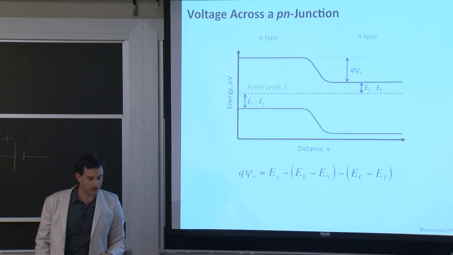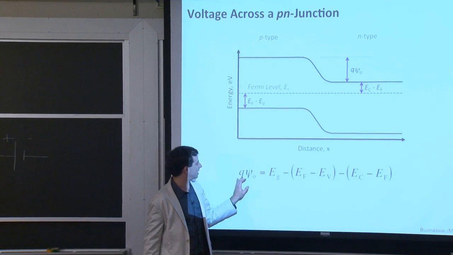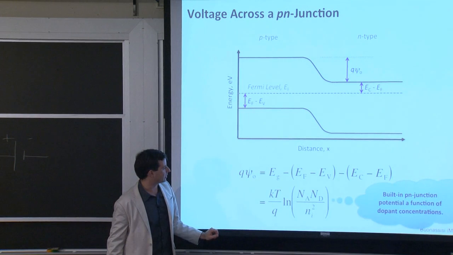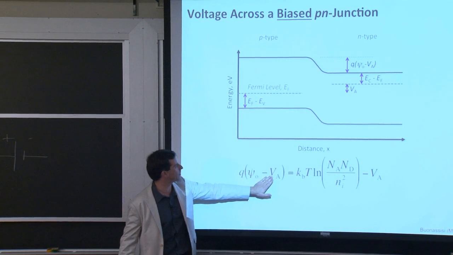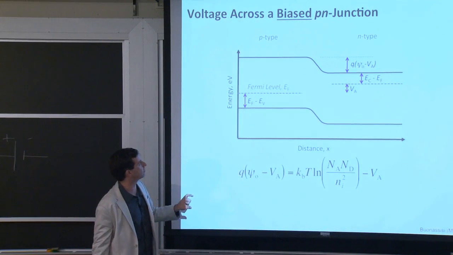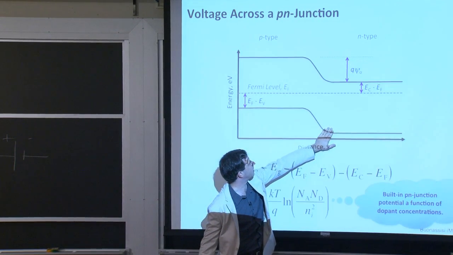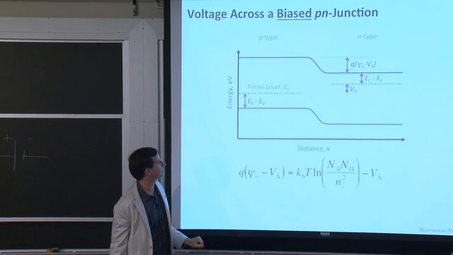OK, so the voltage across the p-n junction. Now let's bias our device. Under zero bias conditions, we have that expression there. And under biased conditions, now we have an applied bias voltage, our V sub A. We're applying a bias voltage. We've effectively shifted, notice here, we've shifted our bands, one relative to the other, right? So we've shifted this side up by a certain V sub A.